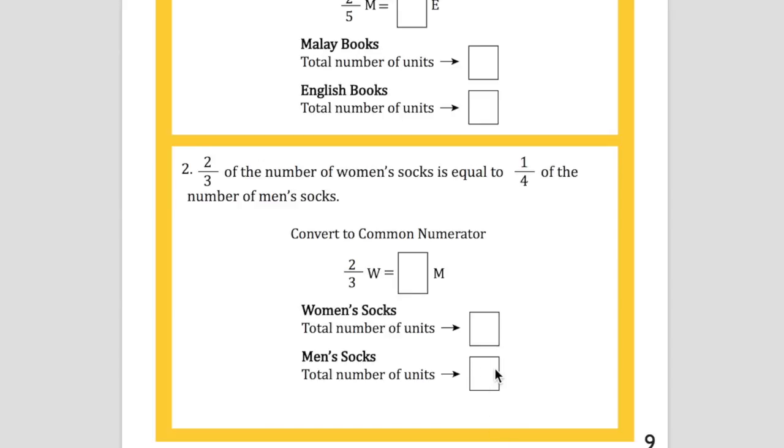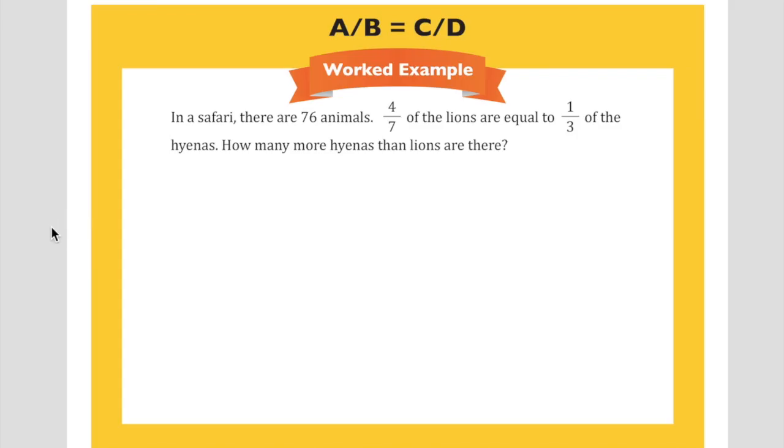Now let's take a look at how this is being applied in an actual problem sum. Alright, so in a safari there are 76 animals. 4 over 7 of the lions are equal to 1 out of 3 of the hyenas. How many more hyenas than lions are there? Now the moment we see this, we say A over B, we see C over D, we see the word equal, we straight away use the concept, you get it?